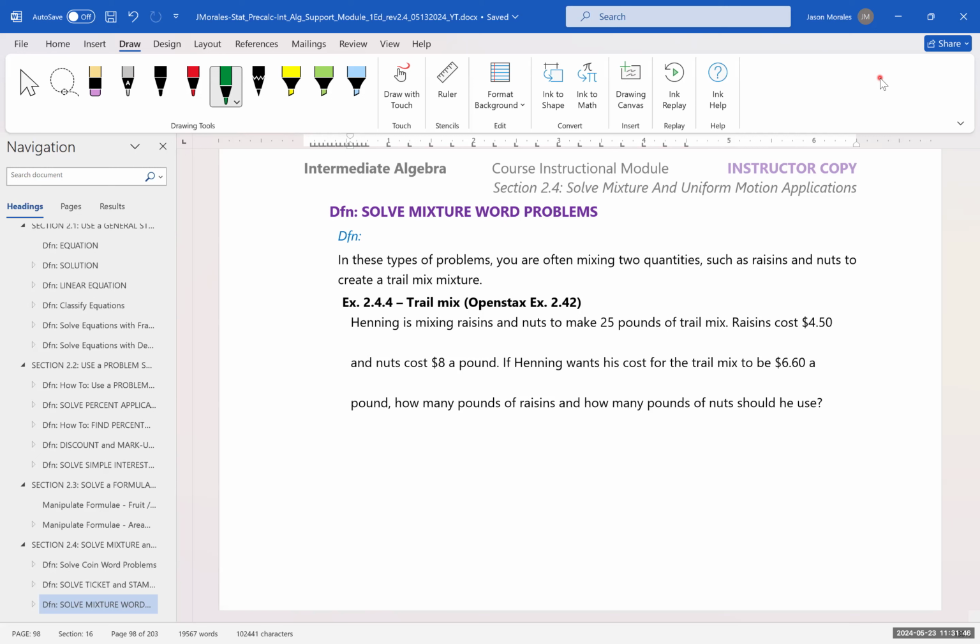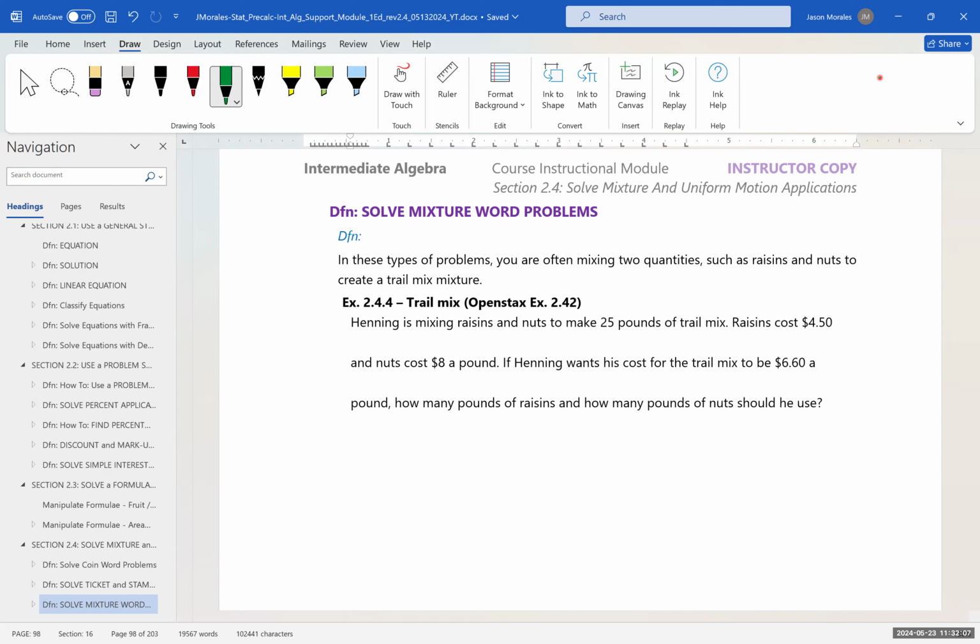So Henning is mixing raisins and nuts to make 25 pounds of trail mix. Raisins cost $4.50 and nuts cost $8 a pound. If Henning wants his cost for the trail mix to be $6.60 a pound, how many pounds of raisins and how many pounds of nuts should he use?